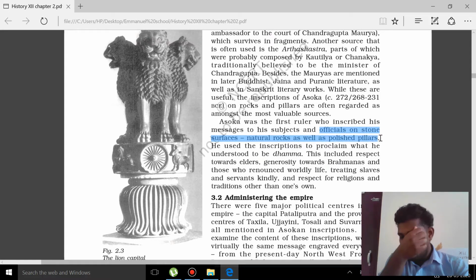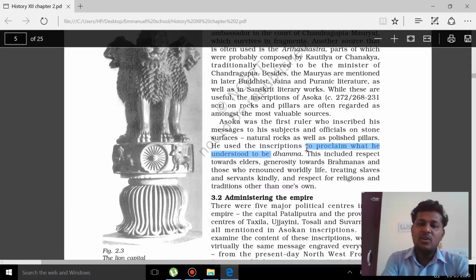Both on naturally existing rocks as well as polished pillars, he used to write. Once he makes the pillars, on the pillars he used to write and display it in a place so that people can read and understand his message. And he used the inscriptions to proclaim what he understood to be Dhamma.